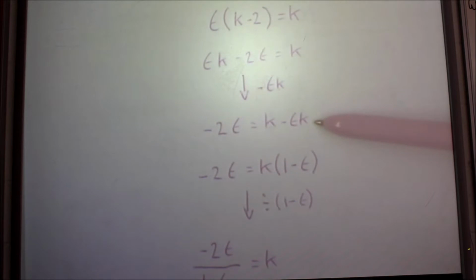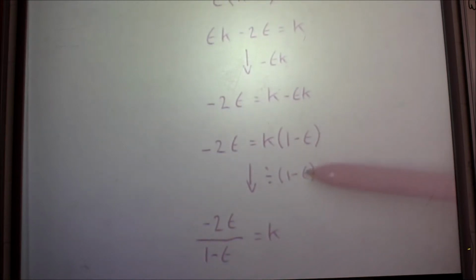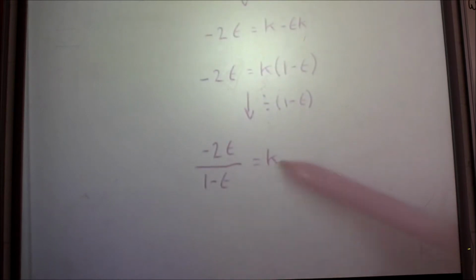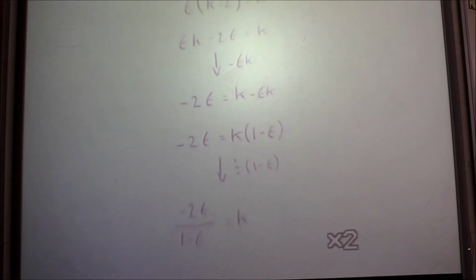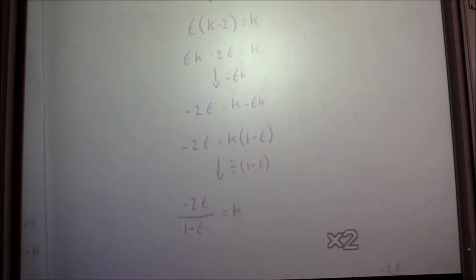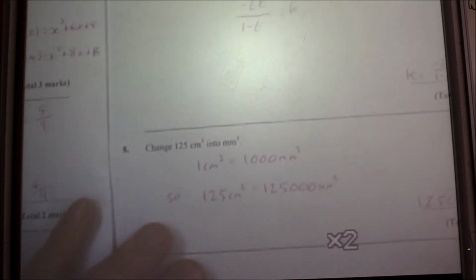Factorise this side, so take the k outside the brackets, so k(1 take away t), it gives you that, but it's just in brackets. And divide both sides by 1 take away t, which gets k on its own. There. So I'll leave that there, zoom out a little bit so you can see my workings from start to finish.